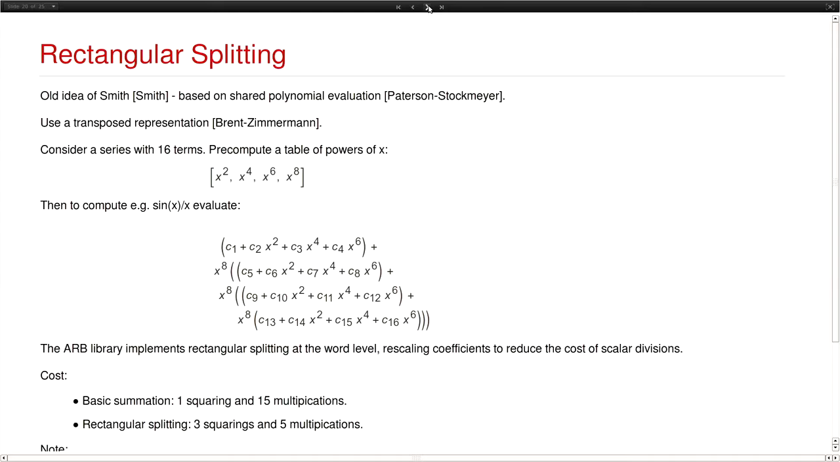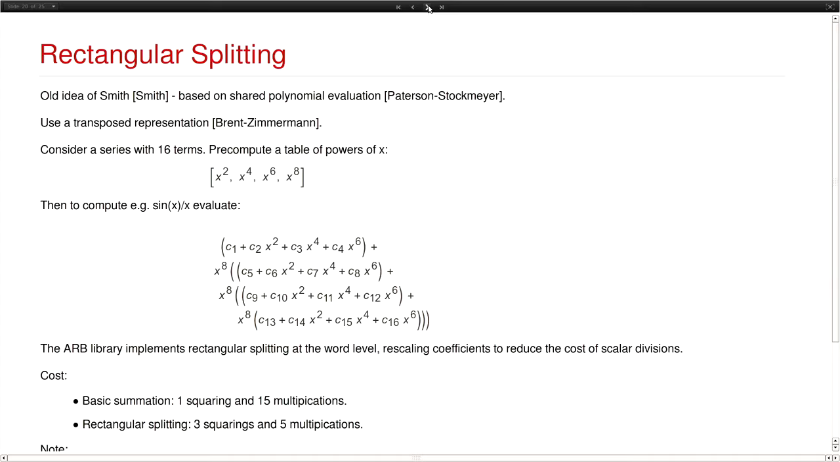But look, in that implementation I showed you, the basic evaluation, I had to do 1 squaring and 15 multiplications to do it. Here I've done 3 squarings and 5 multiplications. Right? So you can see that the complexity of this procedure is much, much lower than the complexity of doing it in a standard way. But there's a problem because this is exactly how the Arb library does it. It does it using this rectangular splitting, not using the basic summation.